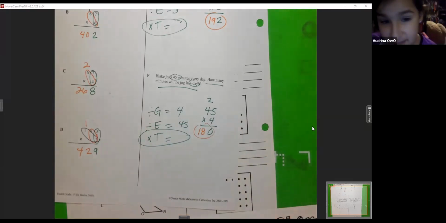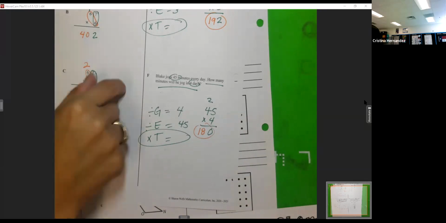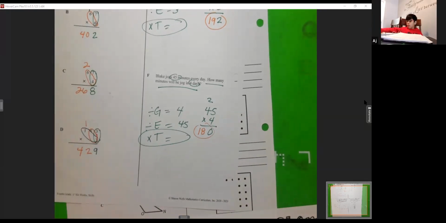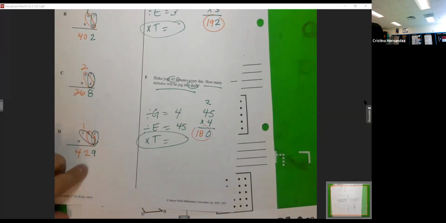Miss Hernandez, I think this question was on our Nearpod. Yeah, it was on our Nearpod. We're just going backwards and doing it again, because we're kind of behind. We're behind in the book, but we're on pace on our Nearpod. Yes, they are in your book. We're behind in the book, but we're fast in the Nearpod.